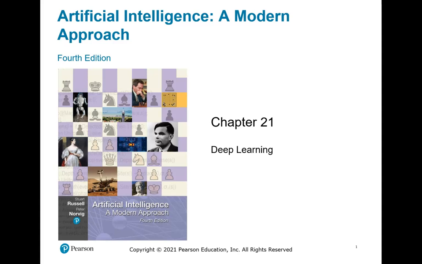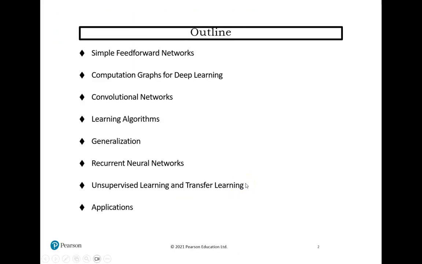Now we'll turn our attention to deep learning. We'll first explain what a simple feed-forward network is, and then we'll look at what the computational graph looks like for deep learning. Then we'll quickly go over different types of neural networks like convolutional networks and recurrent neural networks, and look at the architecture of each one of these networks. And finally, we'll talk about some applications of the different networks.